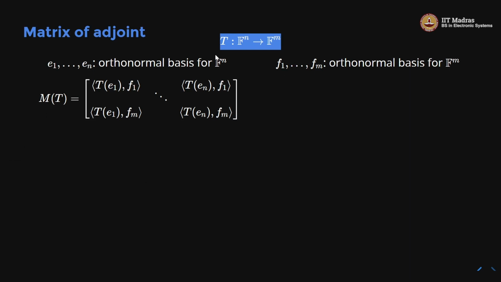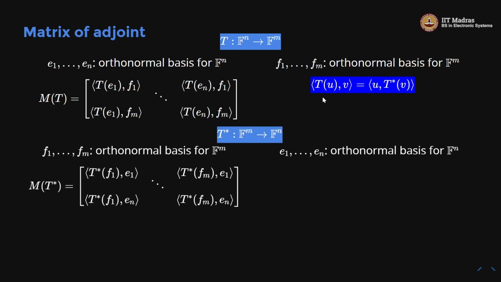And the matrix of T with respect to the orthonormal bases we've seen before is very, very easy, right? So T of e1, f1 is the first entry like that. T of ei, fj is the ijth entry, right? So you can see the ith column is T of ei, and the jth row is the inner product with fj. So once you have orthonormal bases, it's easy to figure out what the matrix of the linear transformation is.